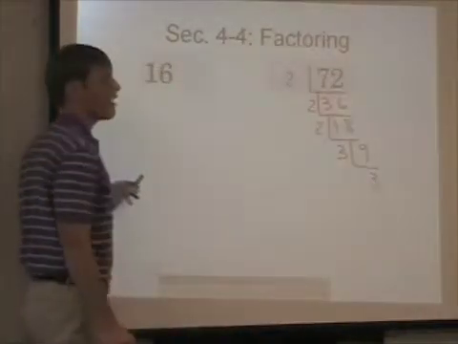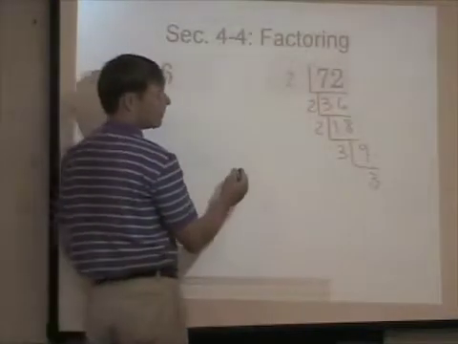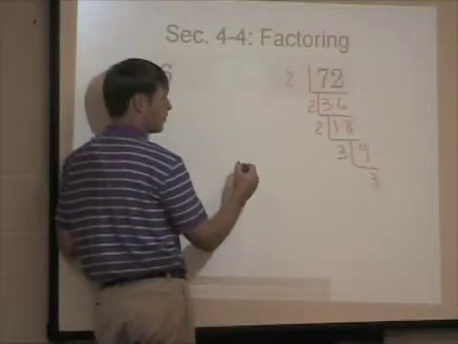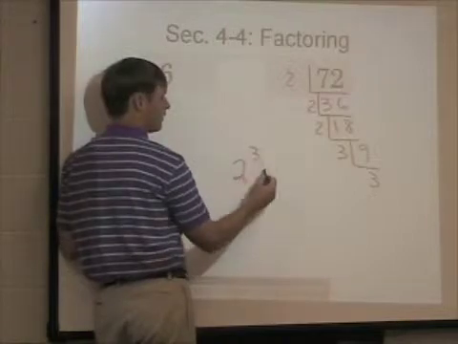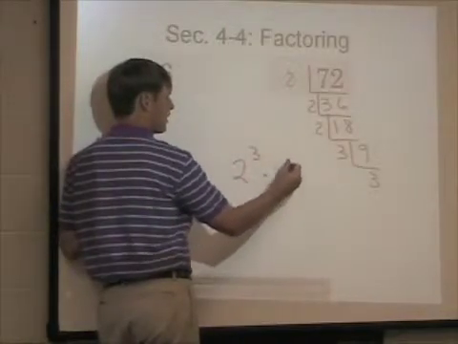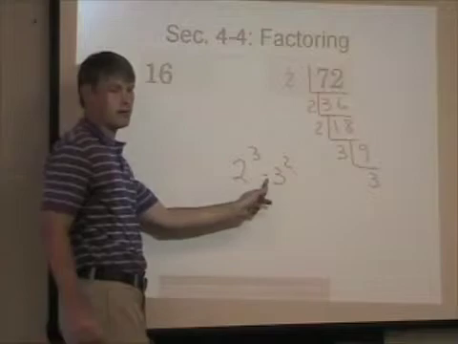So now my prime factorization is 2 to the 3rd power times 3 to the second power. You've got to say times.